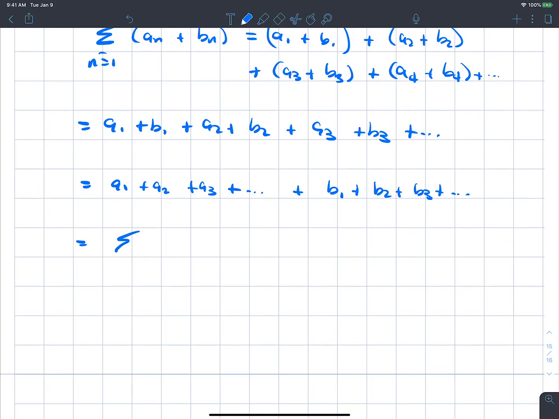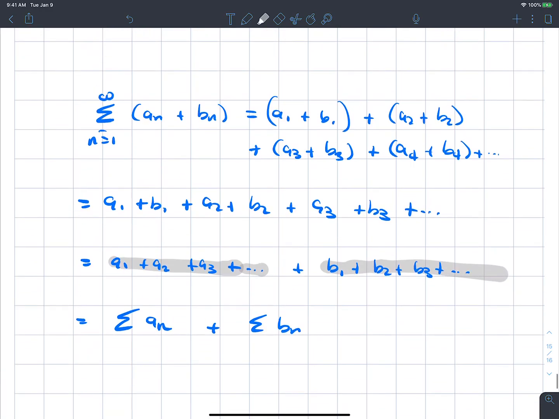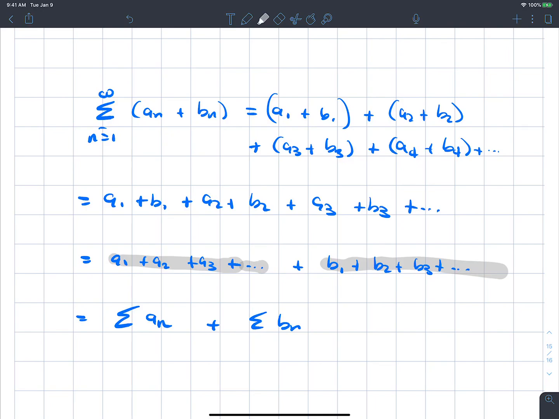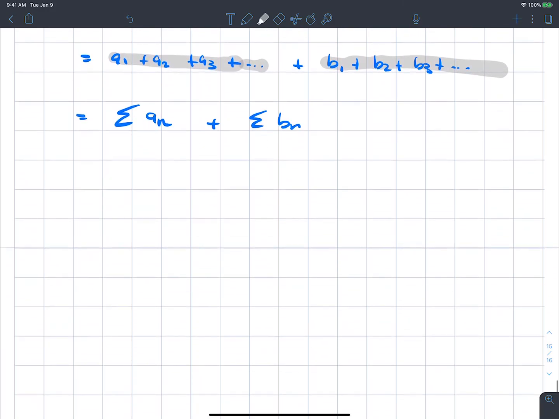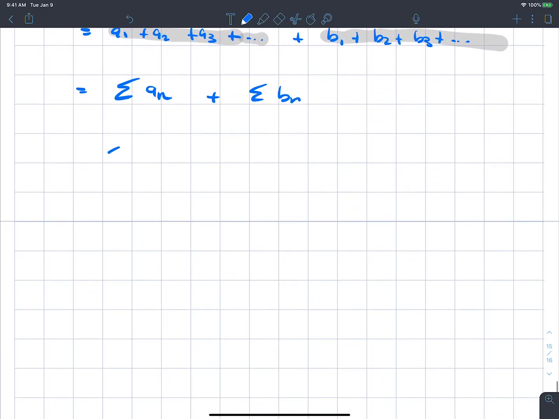And sure enough, this portion is just simply the summation of an. And the next portion is simply the summation of bn. Here's what we mean. Here's your summation of an plus a summation of bn. And that actually is proving at least the sum portion. You can do the same for the difference. And then if you said, can you prove the constant times a term, right? Well, yeah, that's pretty simple.